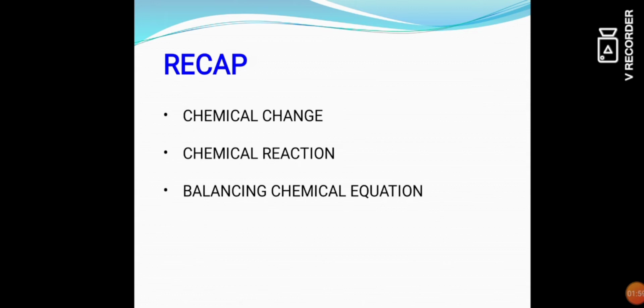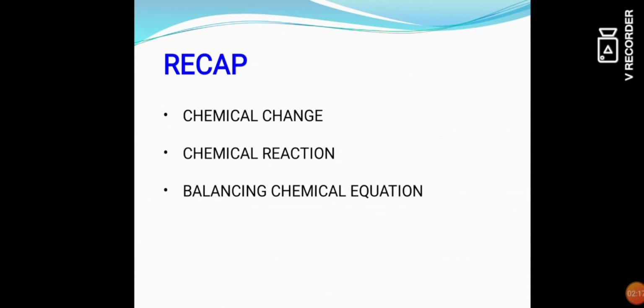In a chemical reaction, there should be a reactant and a product. The reactants combine together to form products. Basically, we can say that it is a chemical reaction. Then we discussed how to balance a chemical equation.